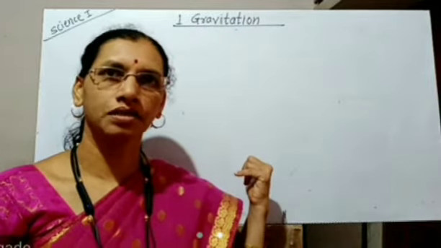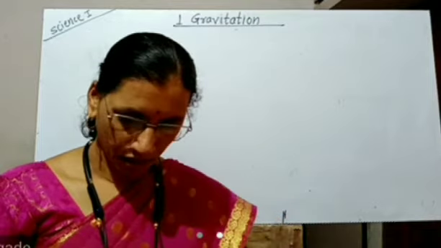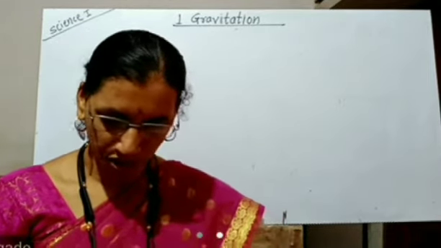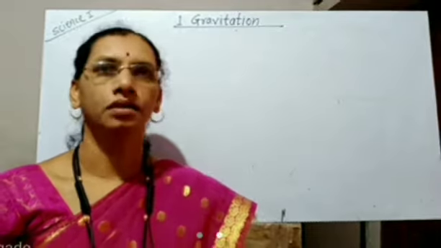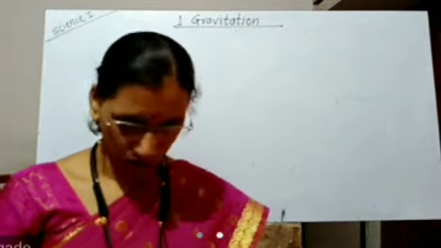As explained earlier, the value of g decreases with depth, and therefore the value of g at the center of the earth is 0. The value of g at the center of the earth is 0.